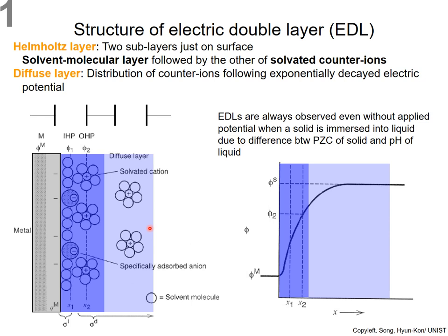Let me explain the electric double layer in terms of potential. So almost the same picture, and this part is the electrode and this part is the electrolyte. In this situation, my metal electrode has a very negative potential. Also, my electrolyte is at a more positive potential. To match those two very different potential values, we need to have some distribution of charges. That is the electric double layer.